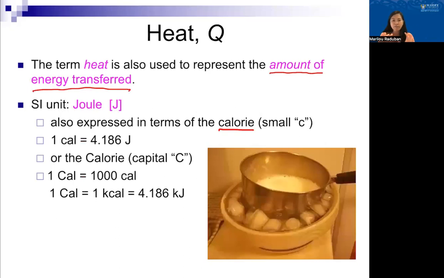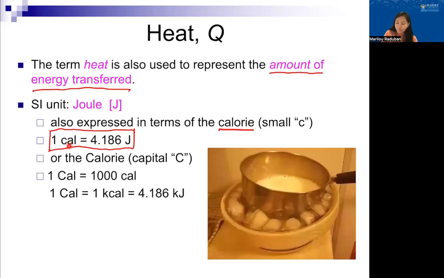And then they use that value and put it at the back of the label of the food packets. Okay, so calorie is a measure of the amount of heat that is transferred to our body when we consume that food, for example. So calorie is not the standard unit. Joule is the standard unit for heat. So sometimes we also need to convert calories to joules, and this is the conversion factor between calories to joules.